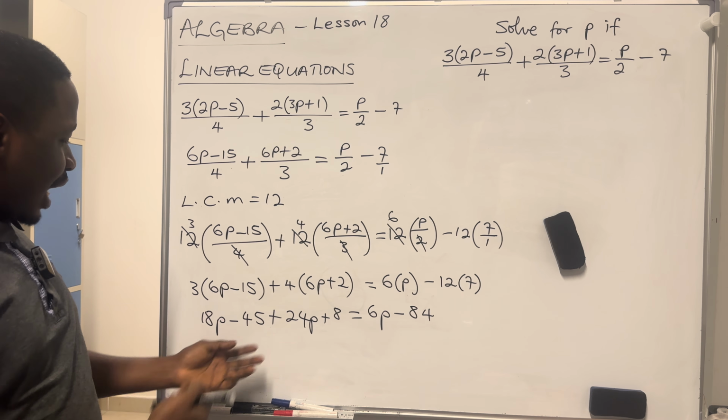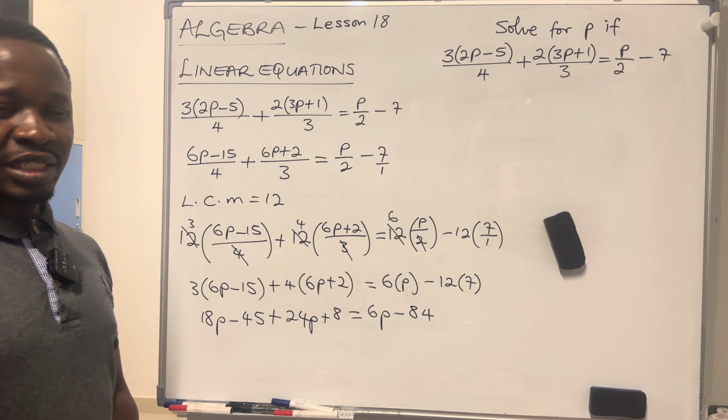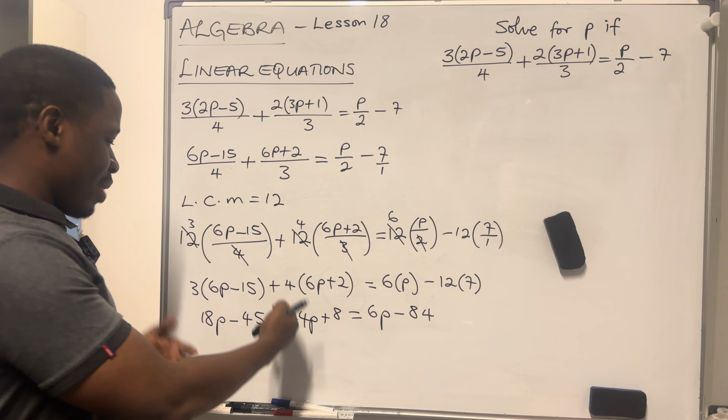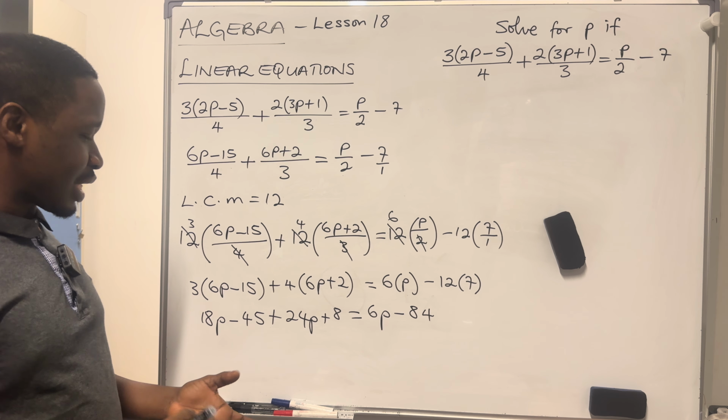So see the numbers like 24, like 84, 18. So what if someone had used 72 as the LCM? The answer would be correct. The steps could be correct, but the numbers would be large enough to take care of.